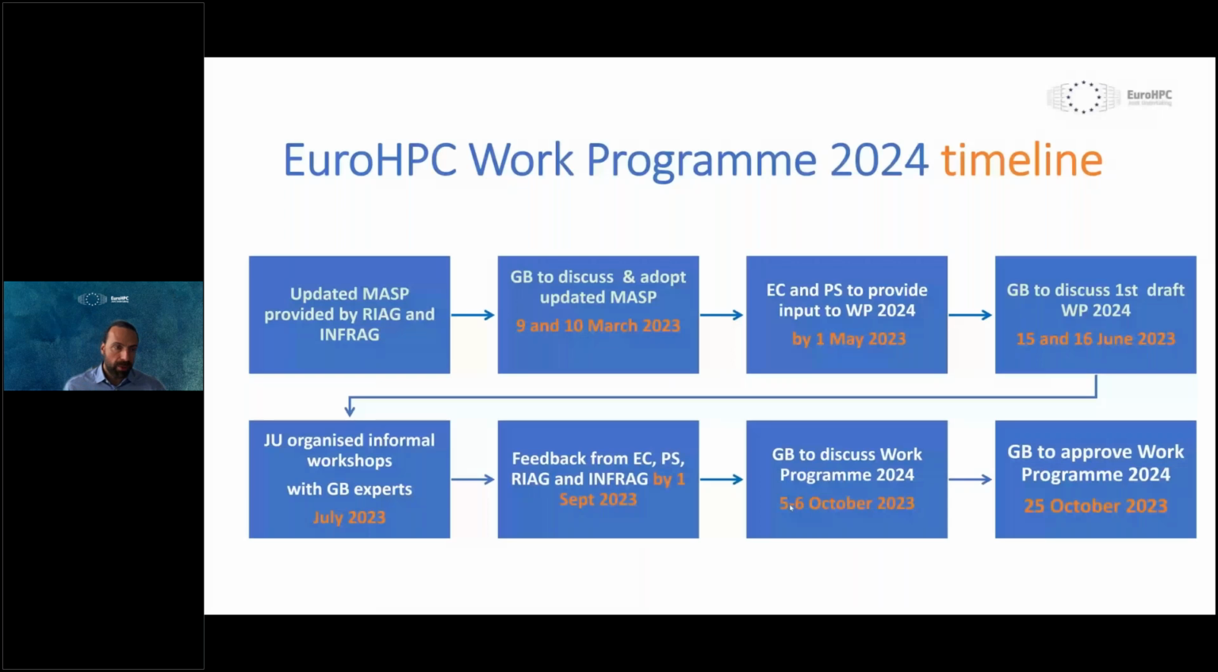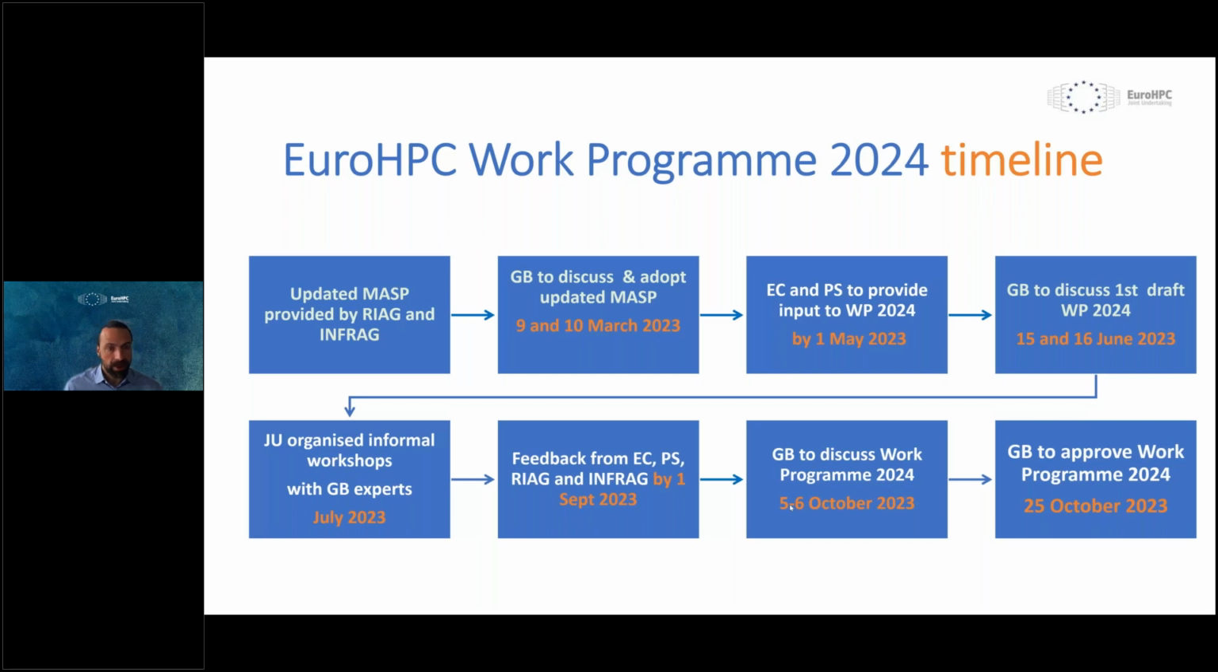A few words on the process. So to give you an idea how we develop our multi-annual and annual work programs and strategies. So the key element, the key input for all these activities is our multi-annual strategic program. This is a document that is prepared by our Industrial and Scientific Advisory Board, which consists of 2 advisory groups, the Research and Innovation Advisory Group, RIAC, where also ETP4HPC is represented, and the Infrastructure Advisory Group, where members are being appointed by our public members, by the participating states and the Commission.